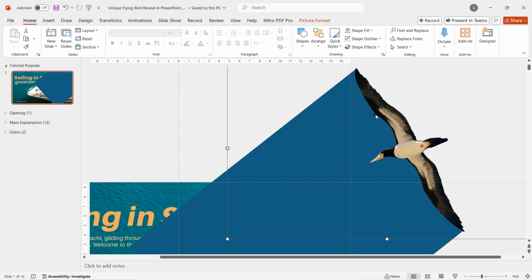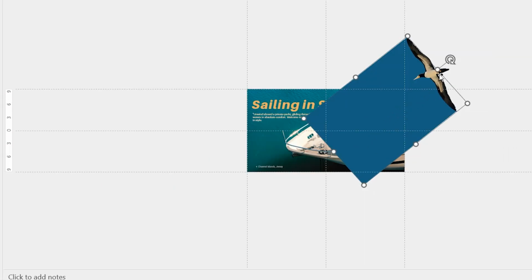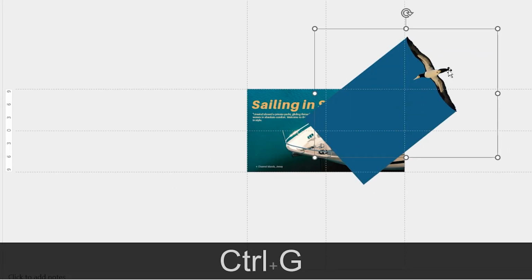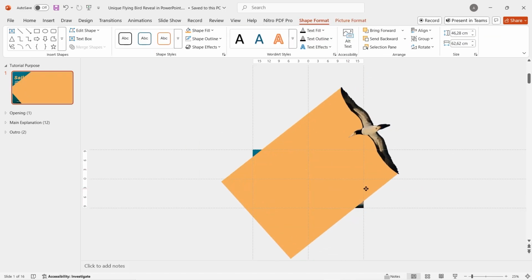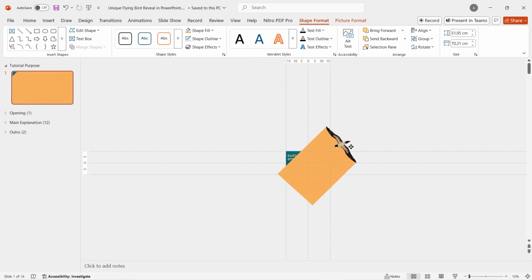No need to rush, guys. Alright, once you're done, select the bird and the rectangle, Ctrl G to group it. You can always change the color of the shape to match your slide color. By holding Ctrl and Shift key, drag the picture to make it bigger. Here, you just need to make sure the rectangle side fills all of the slide.